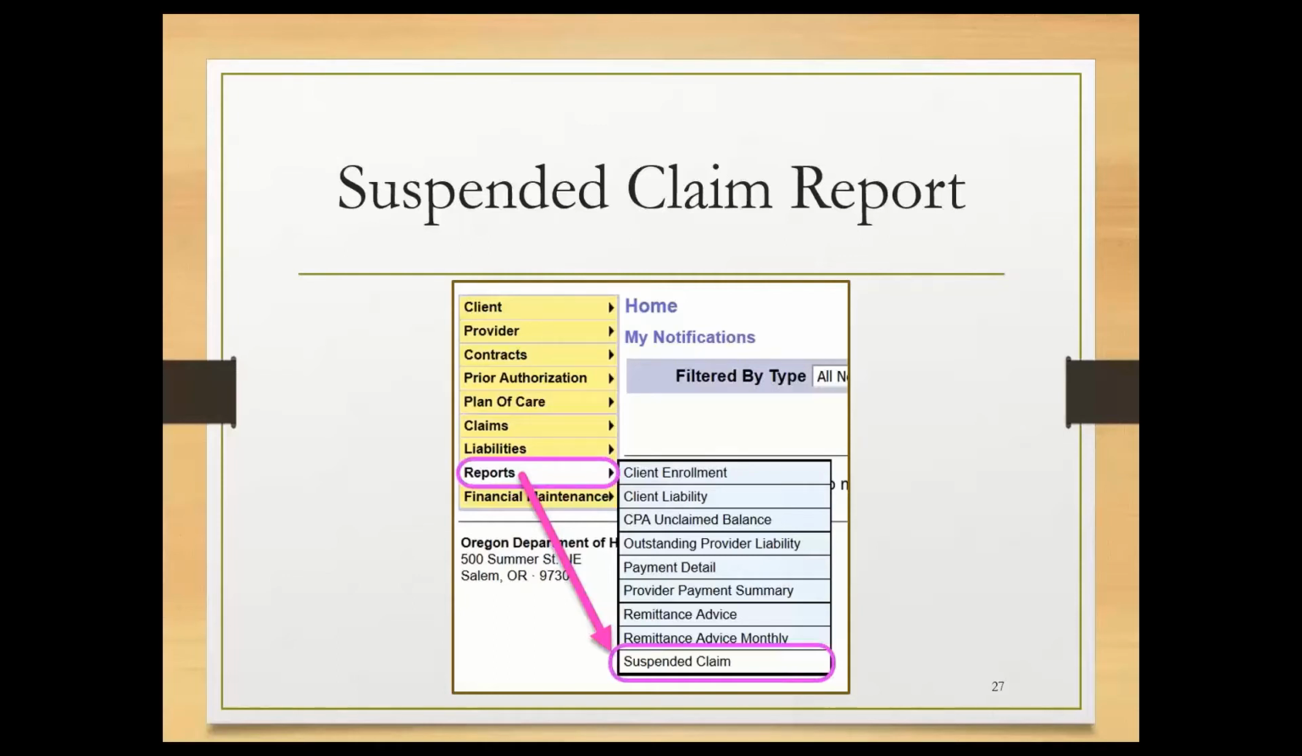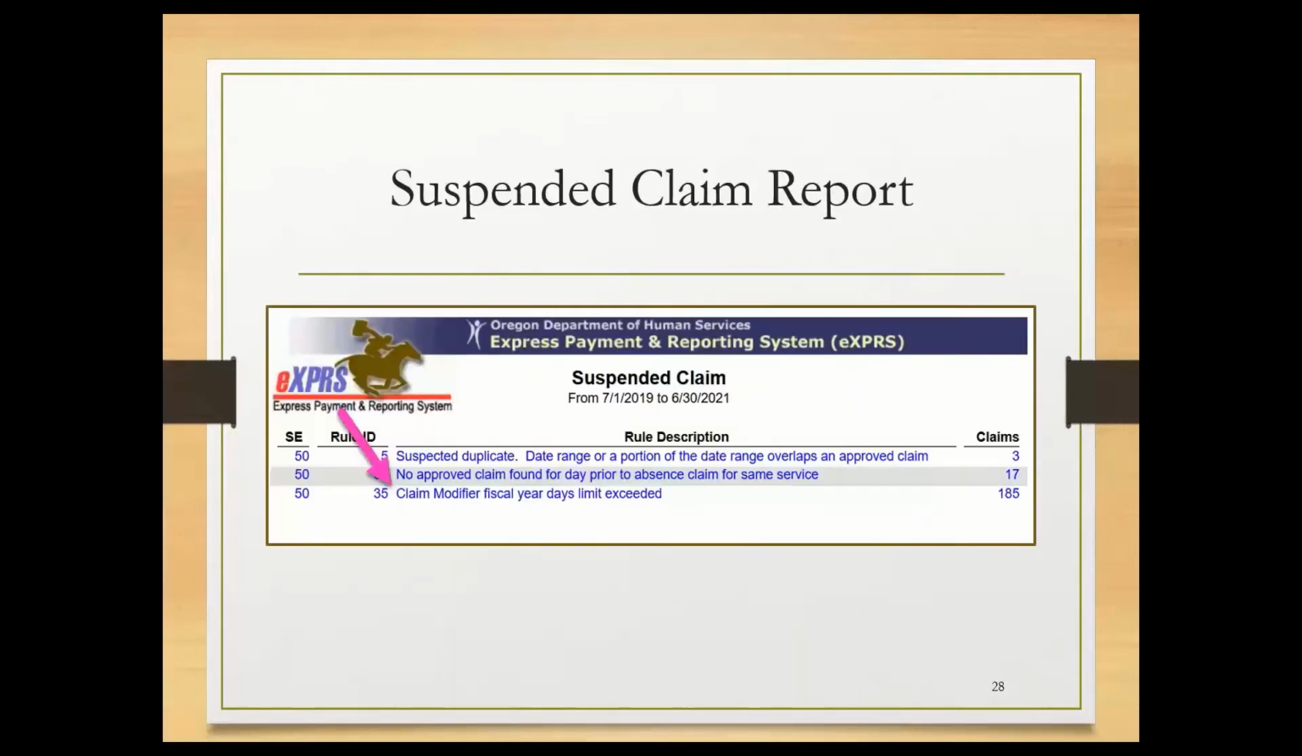To take a look at this report, again, it has its own how-to guide. From the reports menu on the left, click on reports to fly out and then select the suspended claim option. And then when that report comes back in the system, it'll give you a summary list of the claims and the reason, what's the validation rule that got triggered because of the suspended claim.